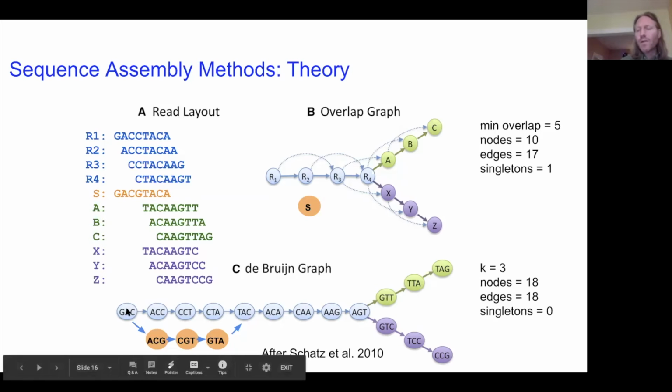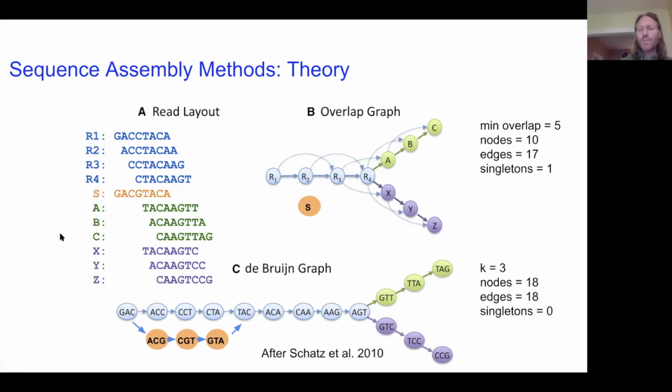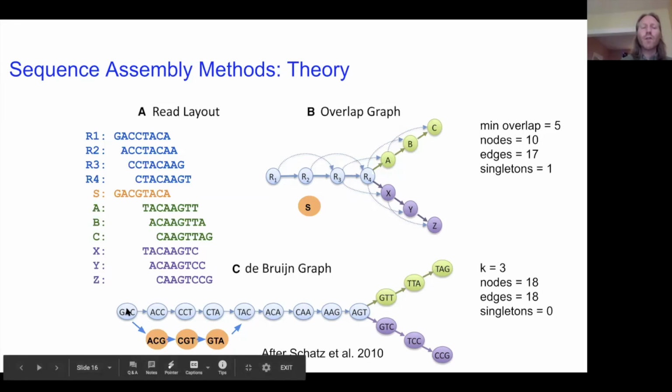And then we can do the same kind of graph assembly as before, but in this case, instead of looking at the overlaps, we're just looking at the k-mers themselves. So here we have GAC connected to the k-mer ACC, which is connected to the k-mer CCT, etc. So if you wanted to read off the final sequence from this assembly, you look at the first letter of each of these k-mers. So you can read this off as G, A, C, C, T, A, C, A.